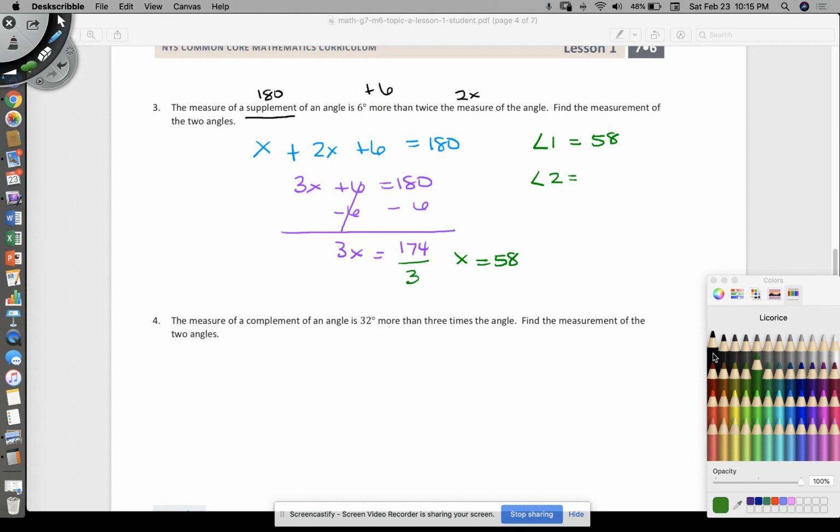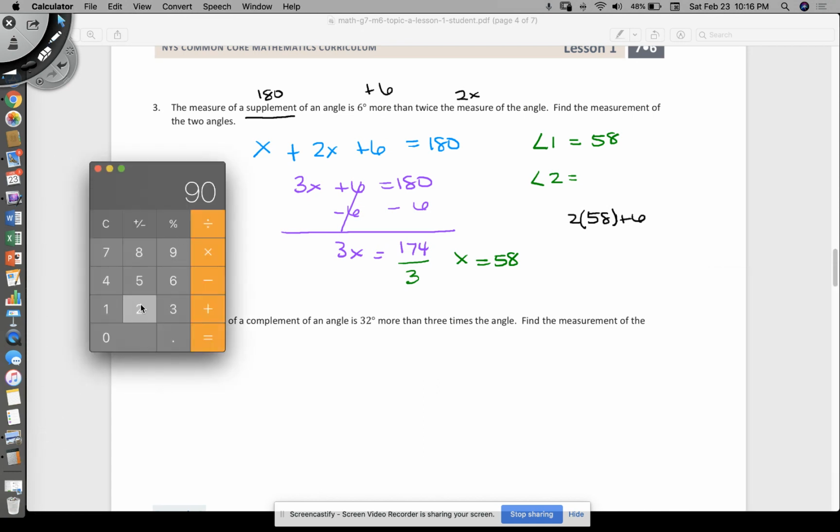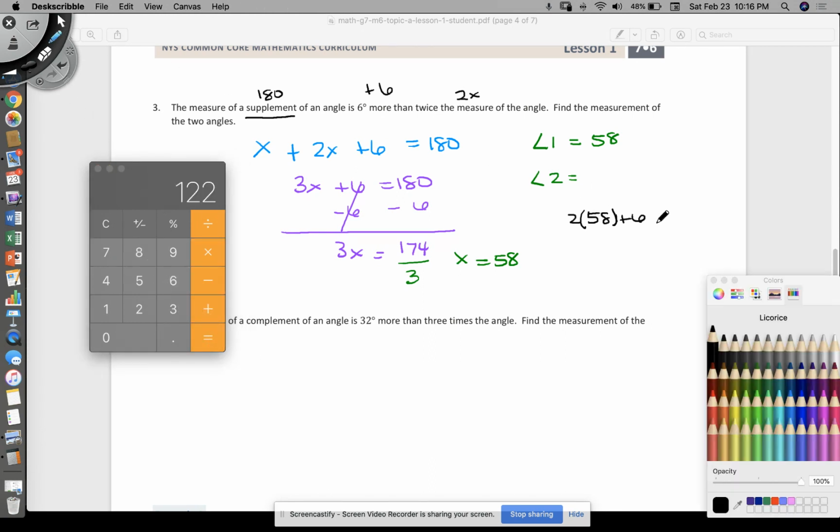That's going to be 58 times 2 plus 6. So we grab our calculator here. We say 2 times 58 plus 6. And I get 122. So this equals 122 degrees. And again, you can always add these back into the calculator just to make sure.